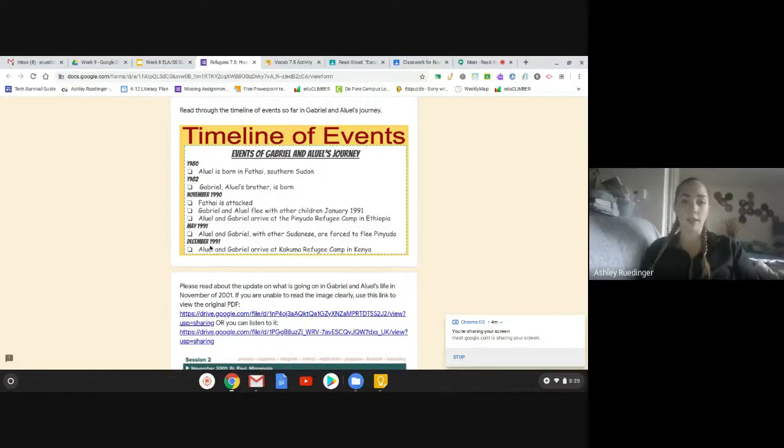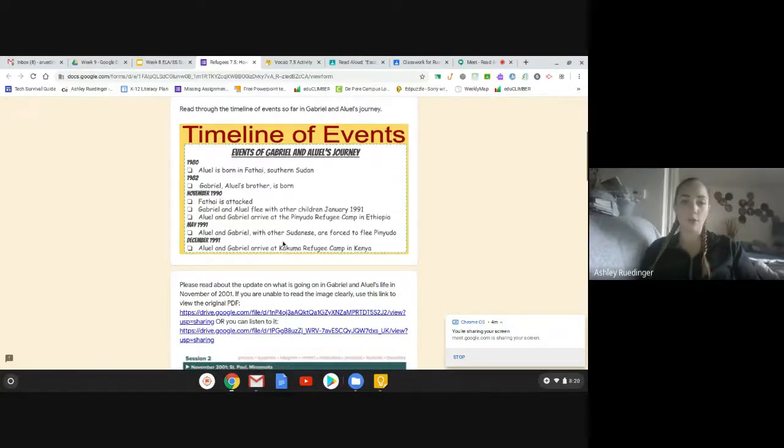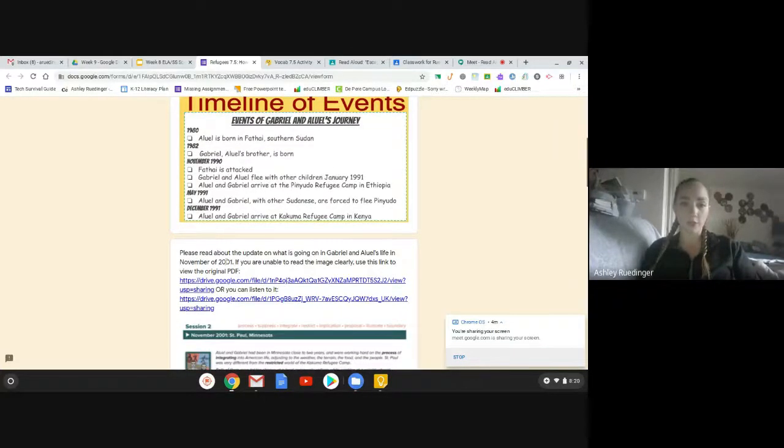And then in 1991, they arrive at the Kakuma camp. So now we're in 2001. They were at the Kakuma camp for quite a while. Looking at that timeline helps you put in perspective how long refugees are truly fleeing from their country, how long refugees have to deal with conflict going on in their country, and how they're trying to overcome it and seek some sort of new normal, some sort of new home, whether temporary or permanent.